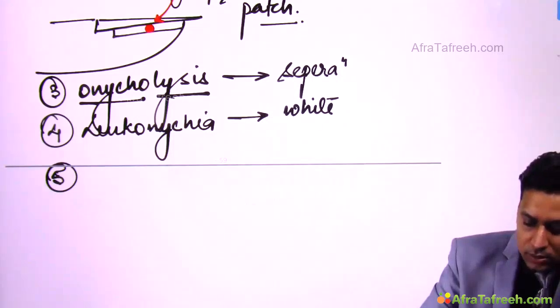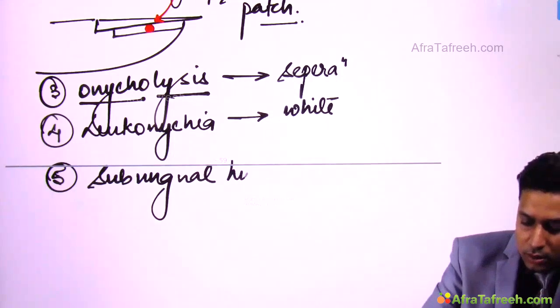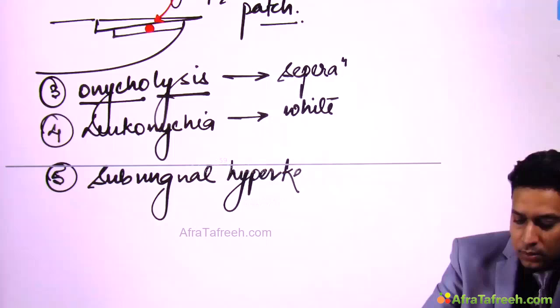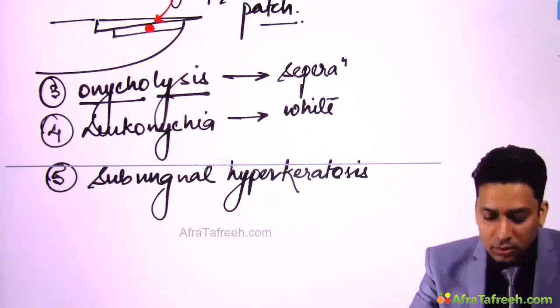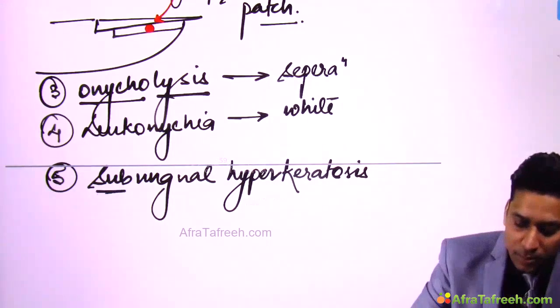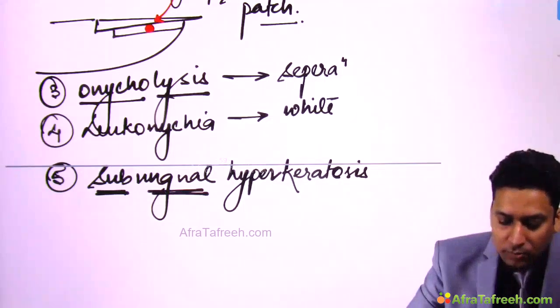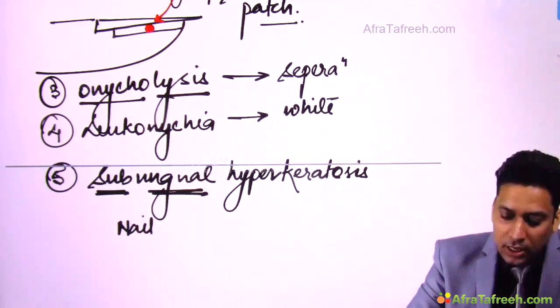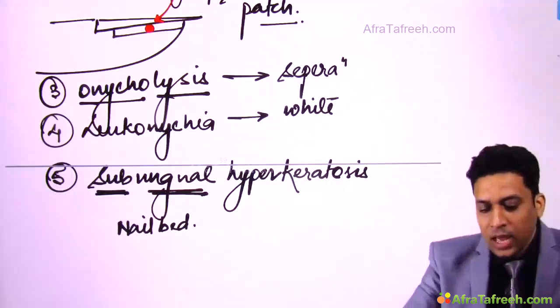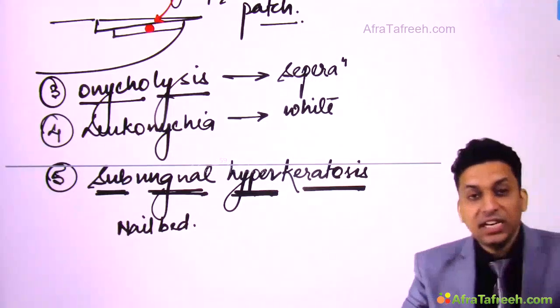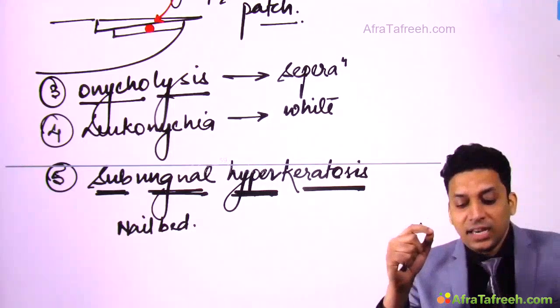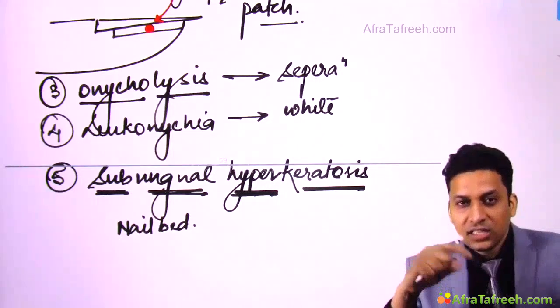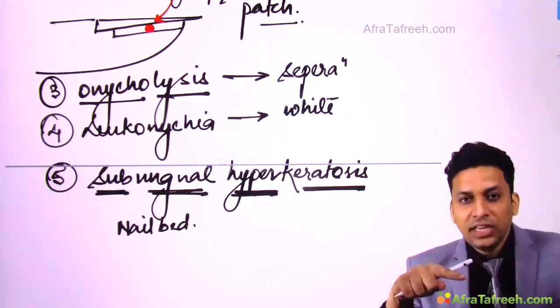Then subungual hyperkeratosis. Okay, this is very obvious from the name itself. Sub means below. Ungual means nail plate. So what is below the nail plate? Nail bed. So they are talking about the nail bed. Hyper means excessive, keratosis means keratinization. So there is excessive keratinization below the nail plate, that is, in the nail bed.